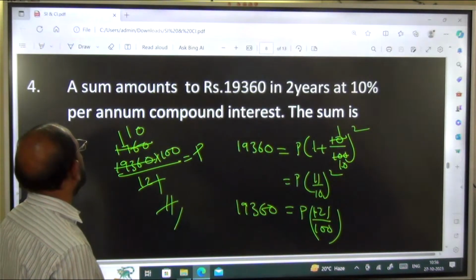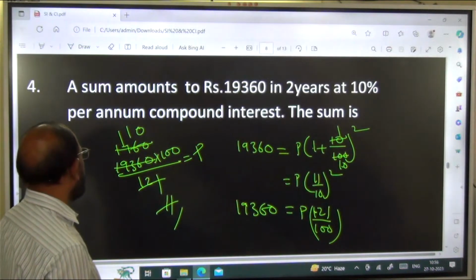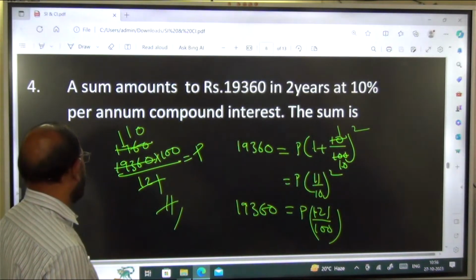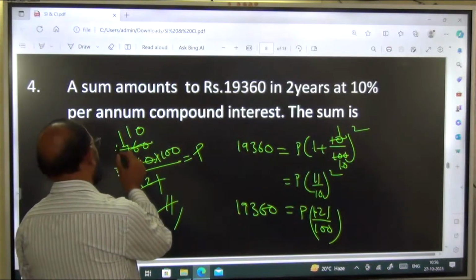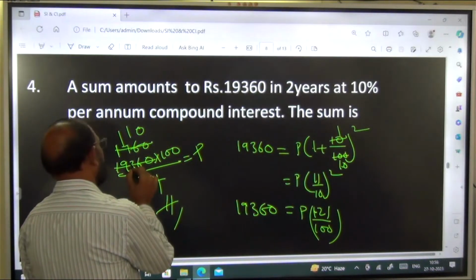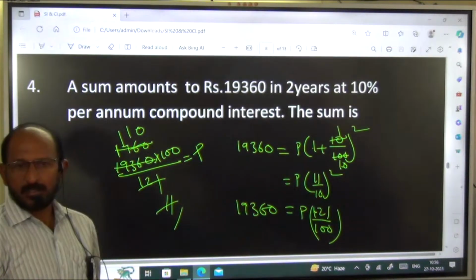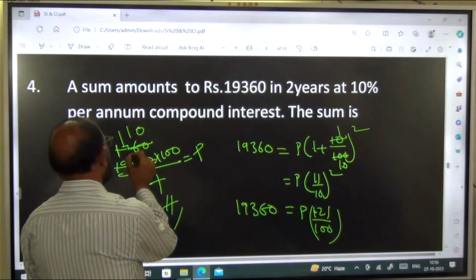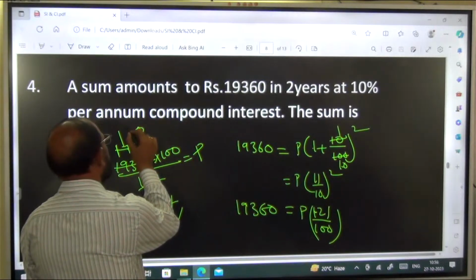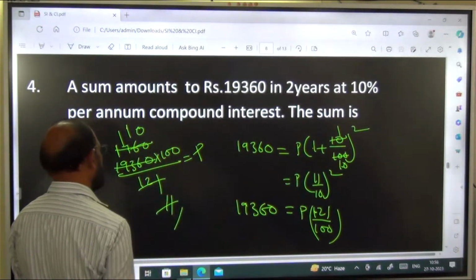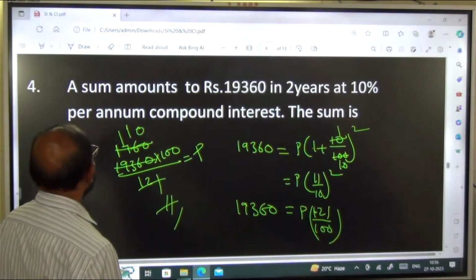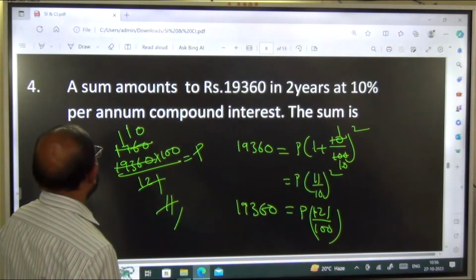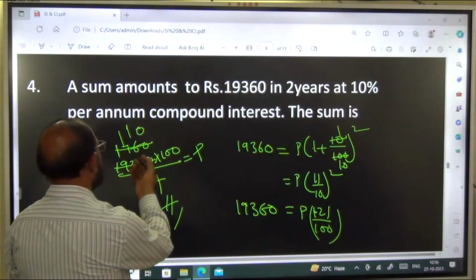I think it won't cancel. 11 table, 11 once 11, 11 fives, it won't cancel completely. 11 once 11. 66, 11 once 11, correct only.